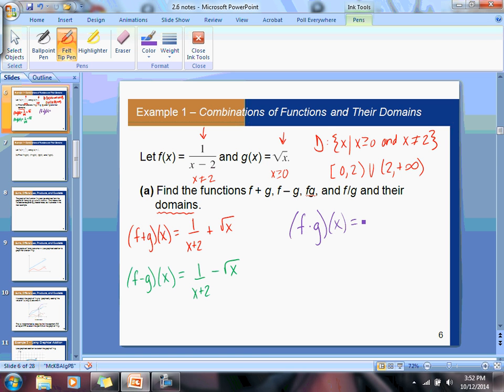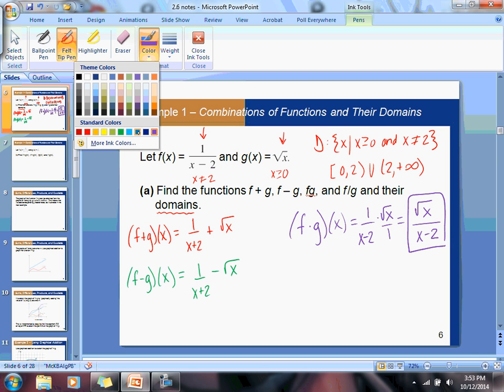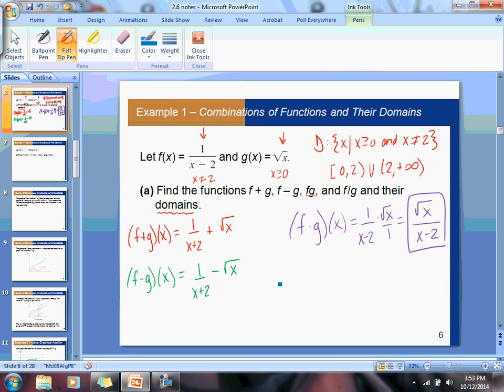Okay, now when I multiply them, I'm really taking 1 over x minus 2 and I'm multiplying it by the square root of x. And since I'm multiplying, I can multiply across my numerator and my denominator. So I can kind of combine those into one big fraction. And then for my final function, the division, I'll have f divided by g of x.